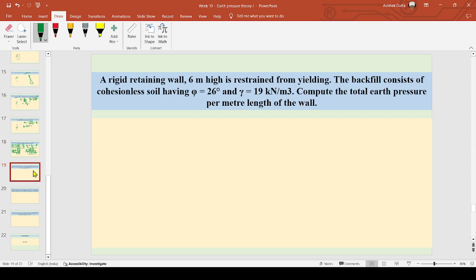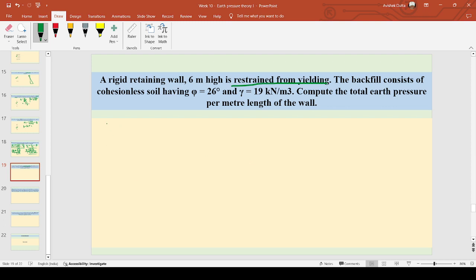A rigid retaining wall 6 meter high is restrained from yielding. The backfill consists of cohesionless soil having phi 26 and gamma 19 kilonewton per meter cube. Compute the total earth pressure per meter length of the wall. Anyone has solved it? Yes, sir, 192 kilonewtons. Yes, 192 point something. I have said here that it is restrained from yielding, right? So is the earth pressure active, passive or at rest? At rest condition, sir.